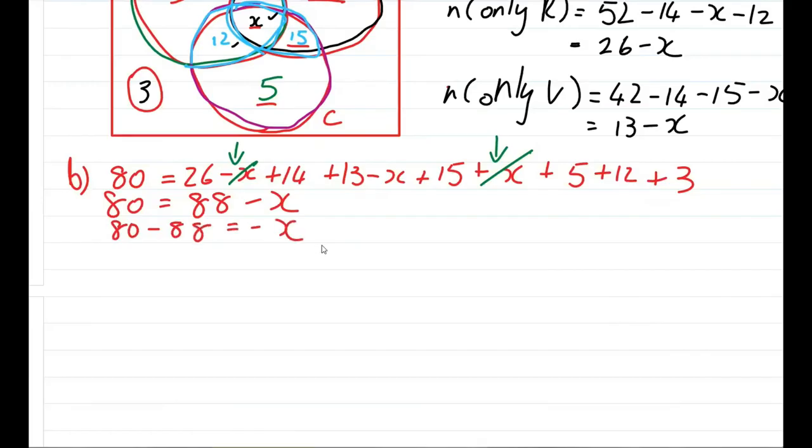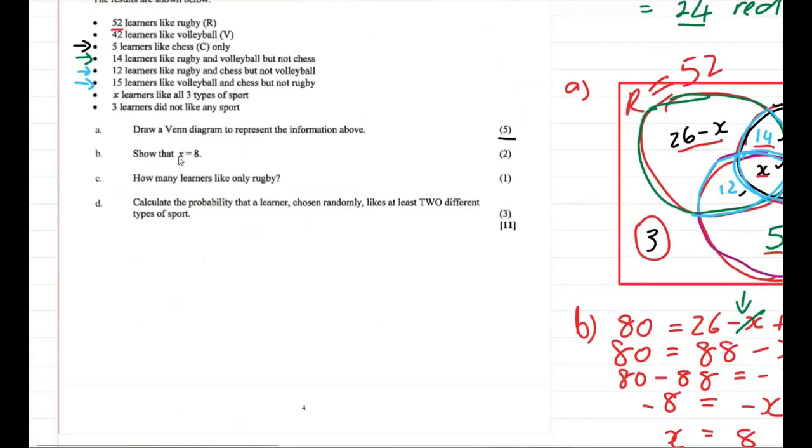Good, then you're gonna simplify the other side, which is gonna be negative 8, and then you're gonna simplify it. So x is gonna be equal to 8 because you divided it by negative 1. Brilliant. And then we've proven that x is equal to 8. Great. So next question, one more.